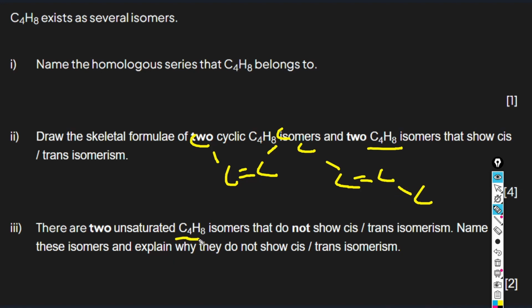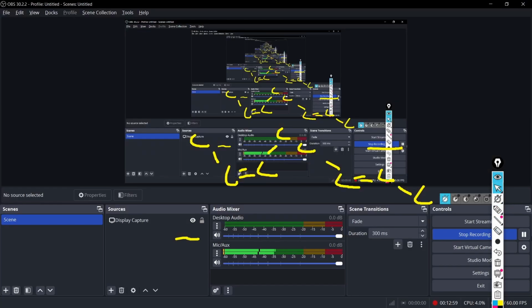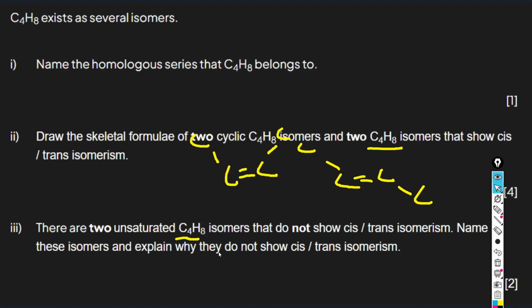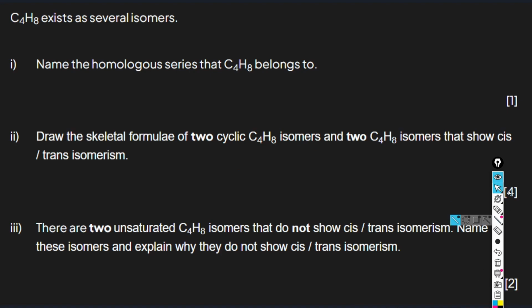There are two unsaturated C4H8 isomers that do not show cis-trans isomerism. Name these isomers. So for the two unsaturated isomers, firstly we can just have but-1-ene. So if we draw it out, the carbon one will be here, C, and then C over here. Obviously, one carbon will have two hydrogens. This will not have cis-trans isomerism and doesn't have a functional group.